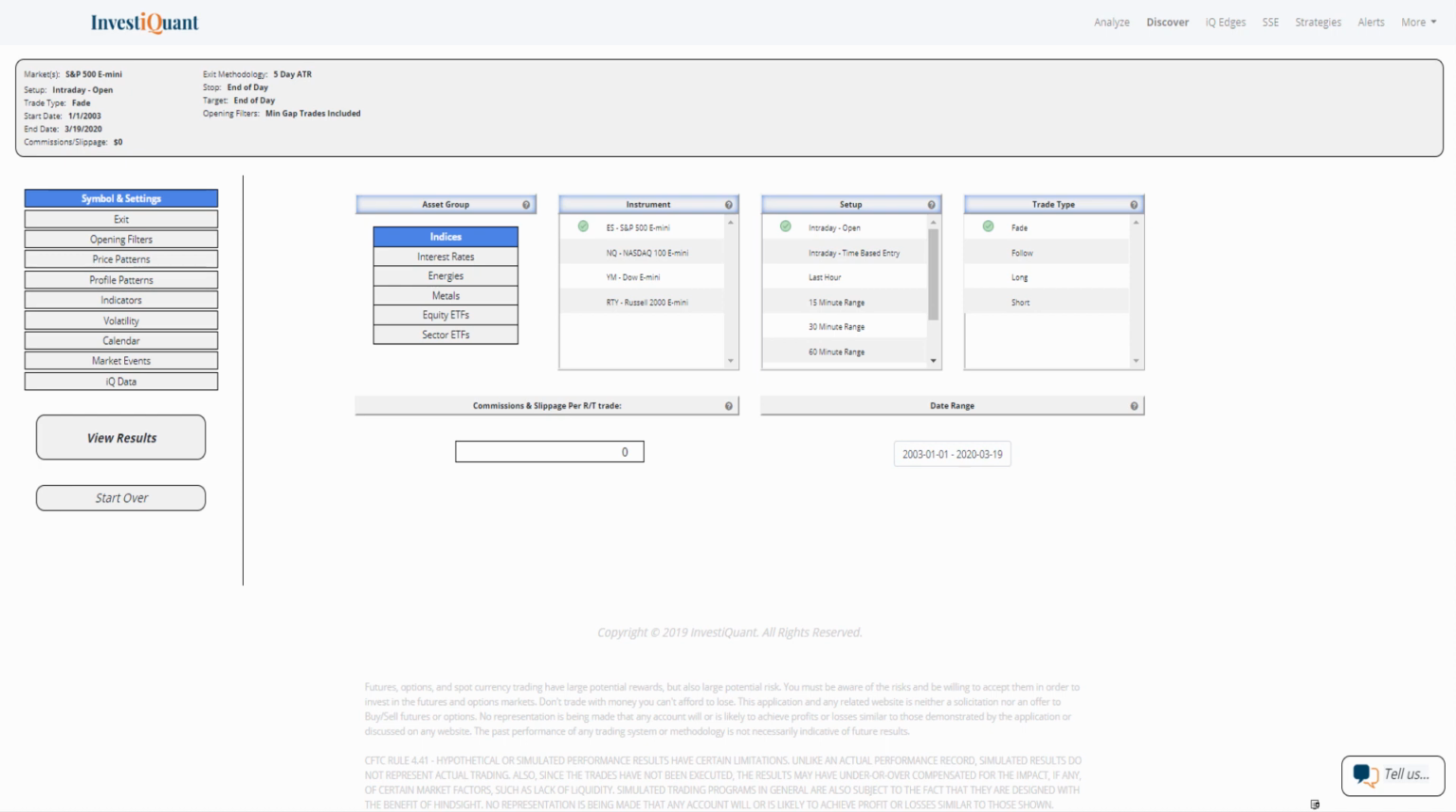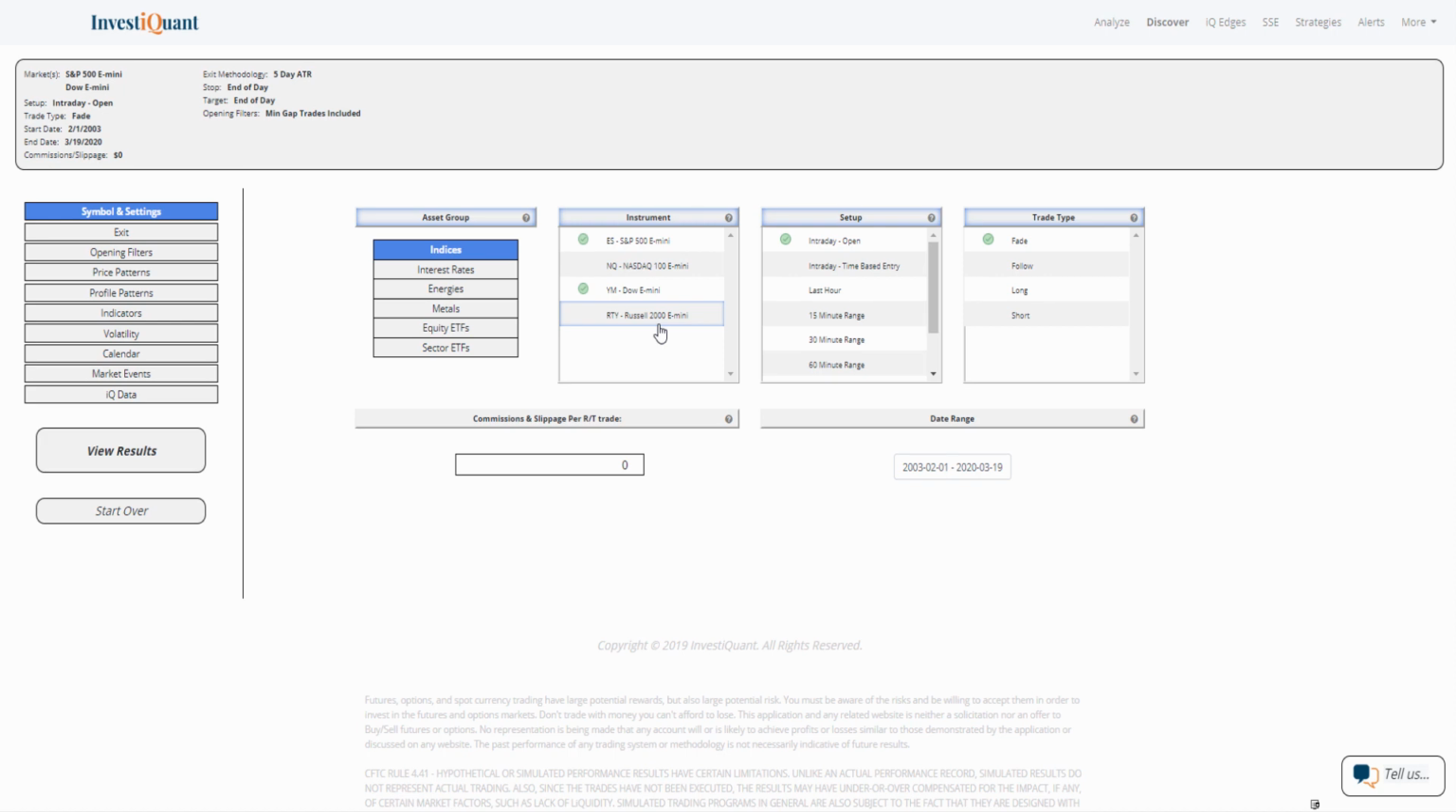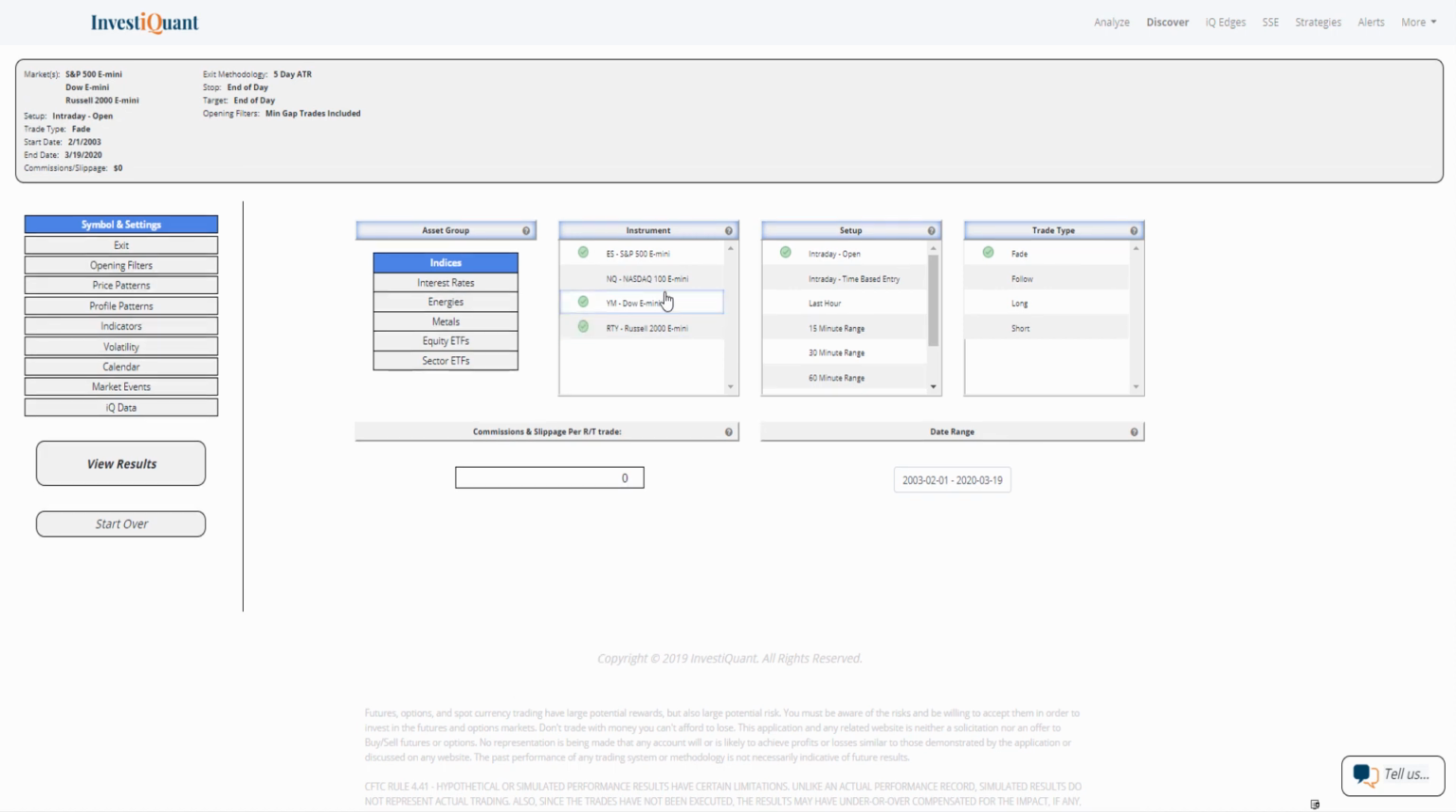This pattern is true for 3 of the 4 main indices this morning. So we're going to look at it real quick in the ES, the YM, and the Russell. This did not happen in the NASDAQ. The NASDAQ did not close at a 50-day low. But let's set this up real quick.